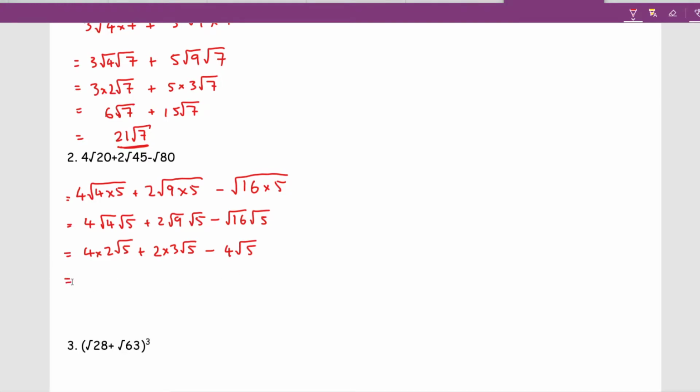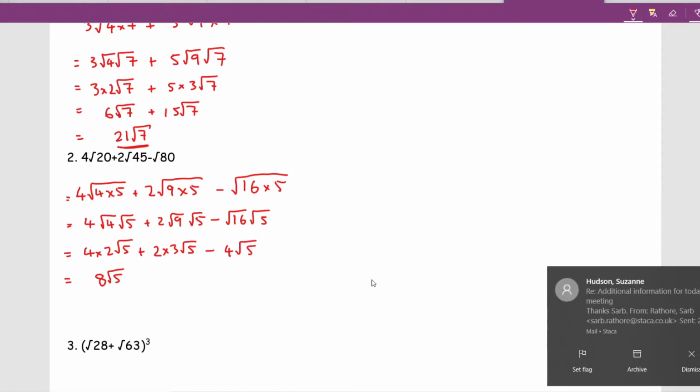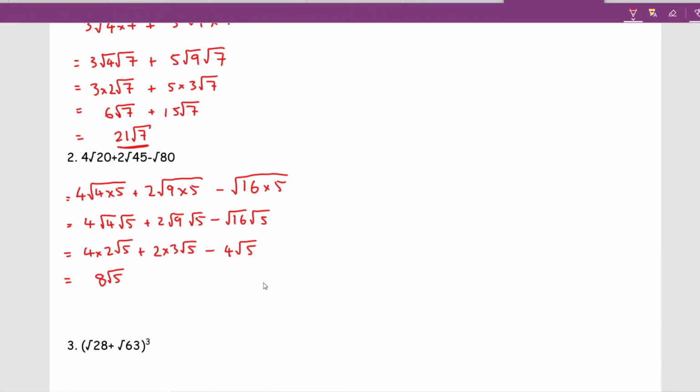So let's just tidy this up. 4 lots of 2 is 8, so I get 8 lots of root 5. 2 times 3 is 6, so I get 6 root 5. And then I get minus 4 root 5. So 8 plus the 6 is 14.